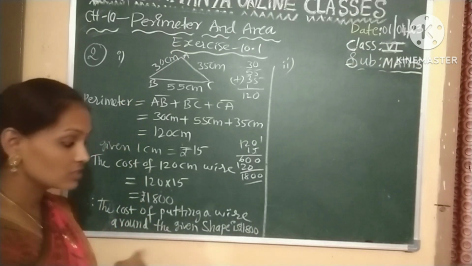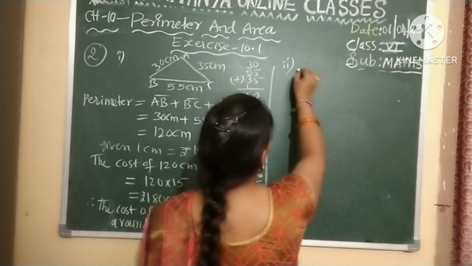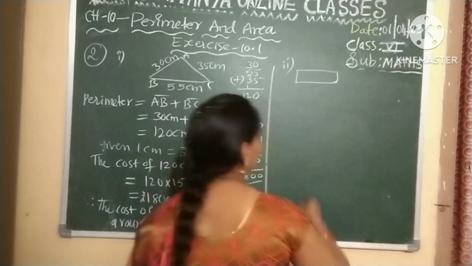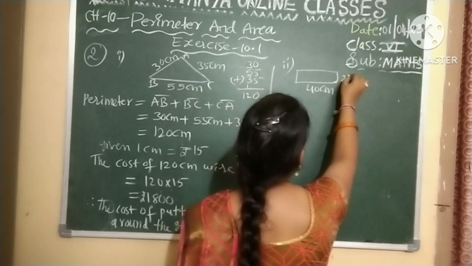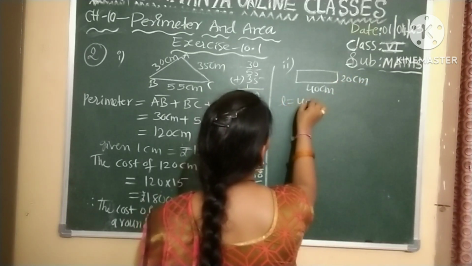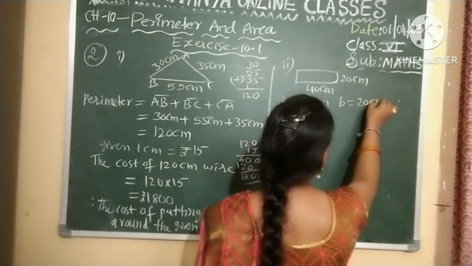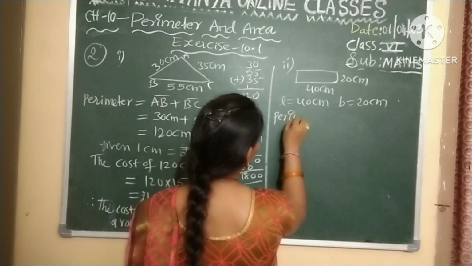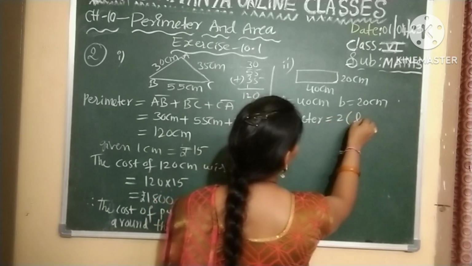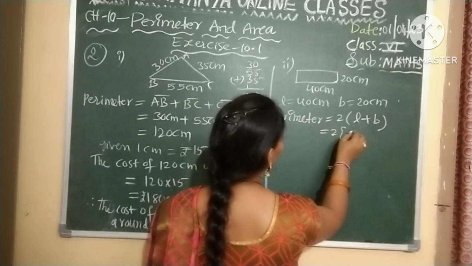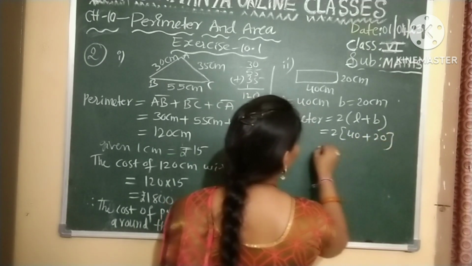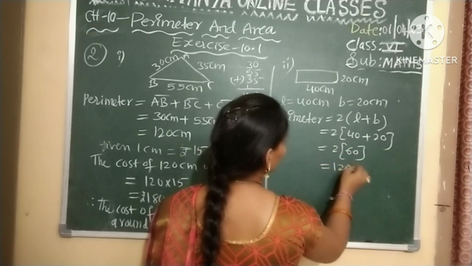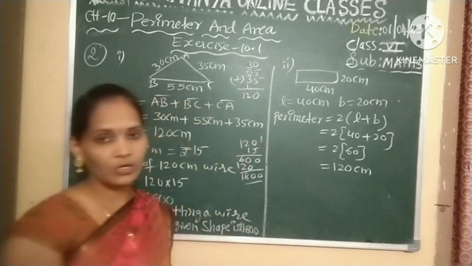Here the given figure is a triangle. The next figure given is a rectangle. Length is 40 centimeters, breadth is 20 centimeters. Let us take L equal to 40 centimeters and B equal to 20 centimeters. Now we should first find the perimeter of the rectangle. Perimeter of a rectangle is equal to 2 into (L plus B). Now 2 into (40 plus 20), that is 2 into 60, which equals 120 centimeters. We got the perimeter as 120.